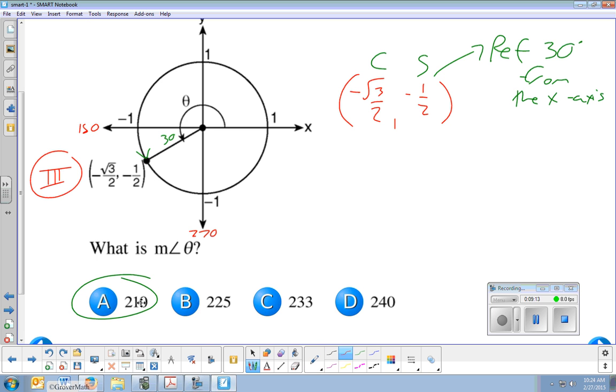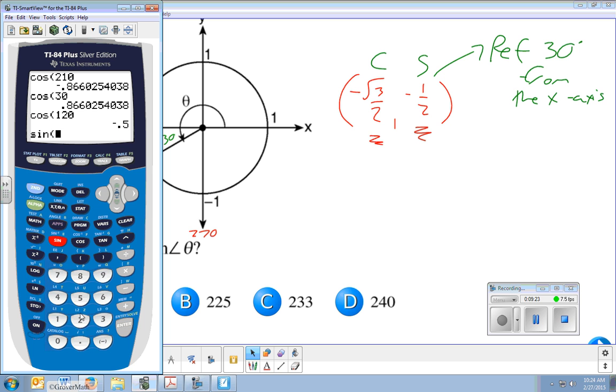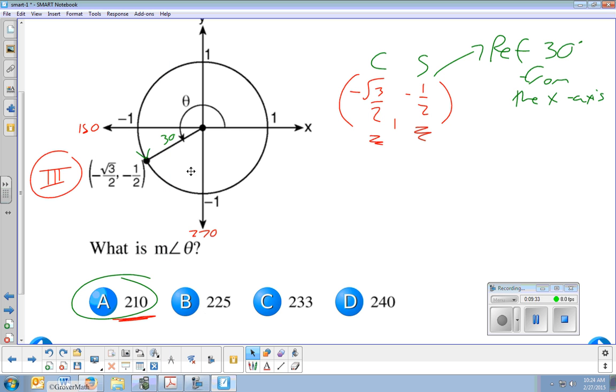It's easy to check these too, because once you think the answer is 210, if you type in sine 210, you're going to get this. If you type in cos 210, you're going to get this. Let's see that real quick. Sine 210 gives me my y value, negative 1/2. Cos 210 gives me my x value, negative rad 3 over 2. So that's really what this is, and that's where we're going to stop.